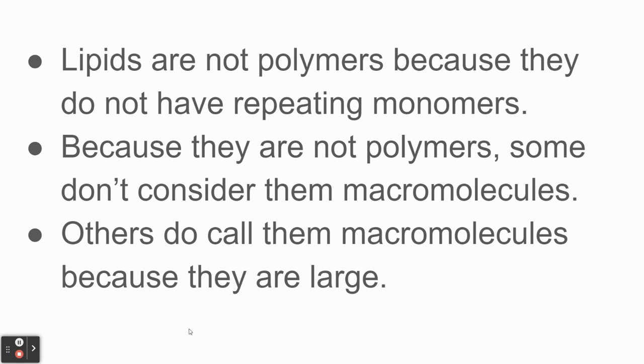Lipids are not polymers. They don't have any repeating monomers. They don't have a chain-like structure. And because they're not polymers, some sources will not consider them to be a macromolecule. Some sources consider a macromolecule to be only things that are true polymers. Others will call it a macromolecule because it's large, so it's a bit confusing. Bottom line is there are no monomers in polymers when you're looking at a lipid. You just have that glycerol head and you have those fatty acid tails.